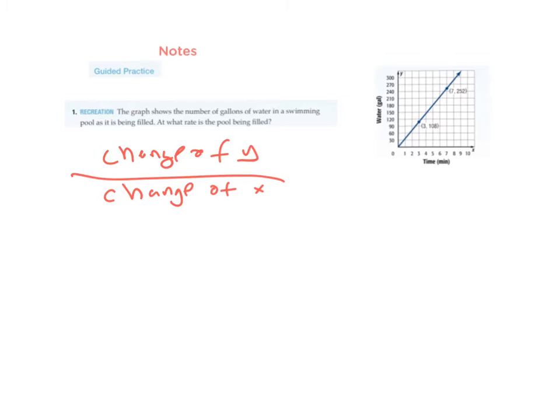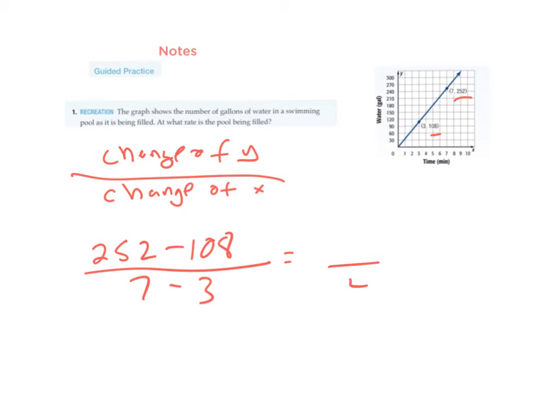So in this problem, we want to also do rate of change, and we're looking at this graph now. So we're going to do the change of y. The change of y is always over the change of x. So we need to find the coordinates. Well, if we look at our coordinates, we have 252 and 108 are our y values. So I'm going to go 252 minus 108. There's my change in y. And the x values are 7 minus 3. The bottom's pretty simple. That's 4.